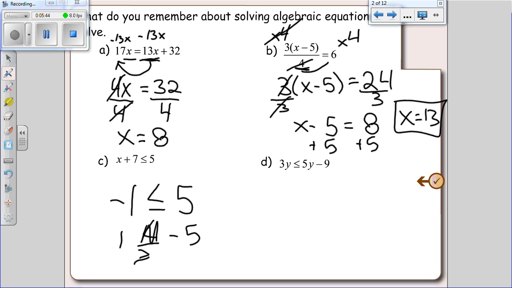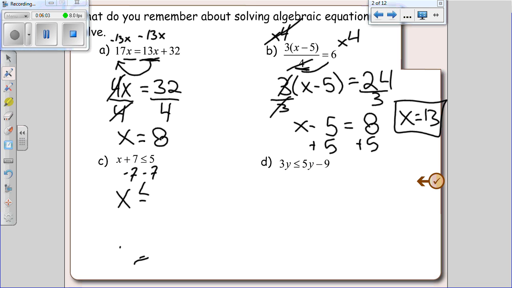Okay, we'll do this example, which is nice and easy. If you're not multiplying or dividing by a negative, don't do anything to the sign. It just stays the same. So, what do we have to move on this question? The 7 over. Subtract 7 from both sides. And we get x is less than or equal to -2. That's your answer.